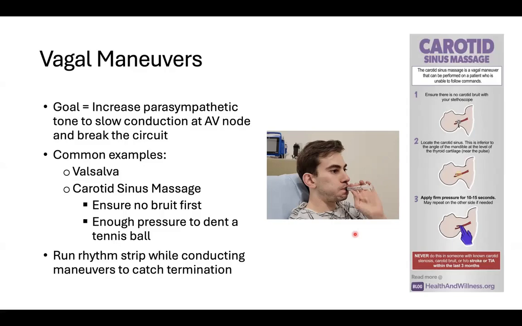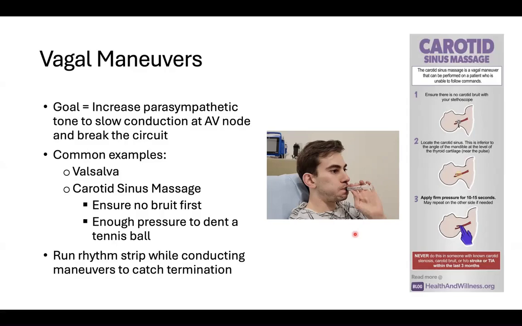And so if you're doing any vagal maneuvers and some of the other things we'll talk about, it's important to have a rhythm strip running while conducting these maneuvers, because just as Jason was saying, it's really helpful to see the initiation. It's also quite helpful to see how it terminates as well.